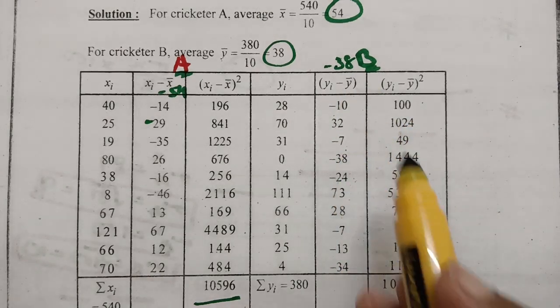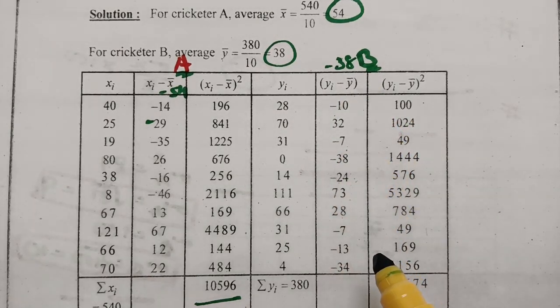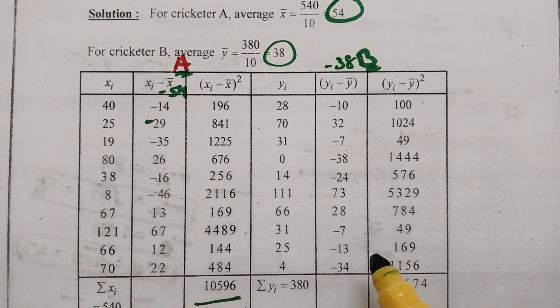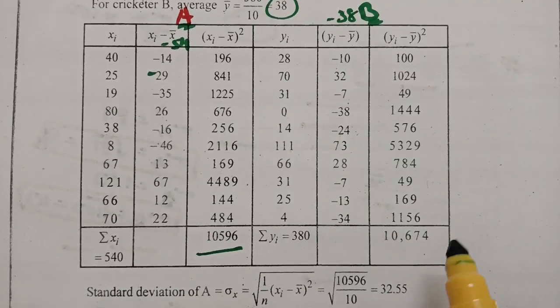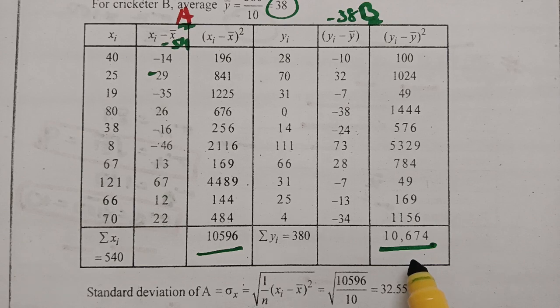If there are any mistakes here, please use your calculator and don't highlight it, because it is straightly taken from the textbook and you can solve it on your own. So these are all the squares and this is the column and this is the final answer. This is the total answer.